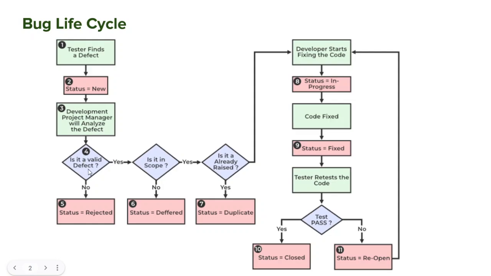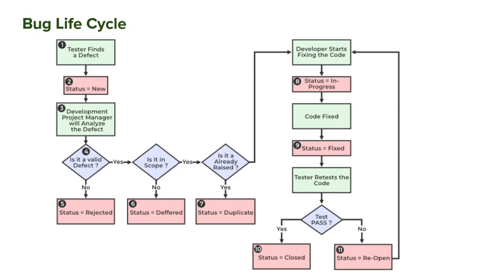And once all the three conditions are matched, for example, if it is a valid defect, it is in the scope and it is not already raised, then they will change the status of that issue to accepted. That means that the bug is accepted by the developer and the developer will start fixing the code for that issue.